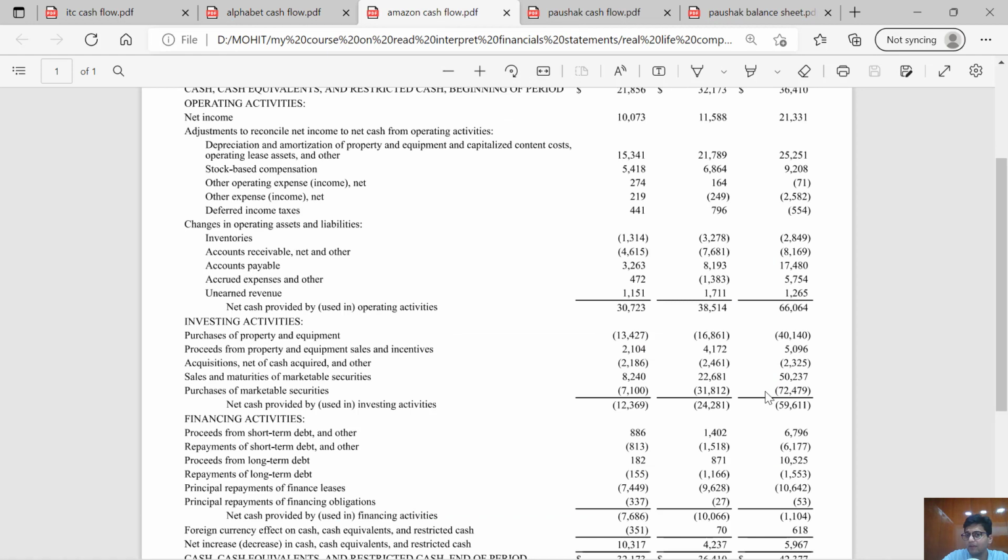The same thing can be said about Amazon. Amazon's depreciation was around $25 billion during the year. And the amount of money put in for the purchase of property and equipment was more than $40 billion. Even after netting the sales, that comes out to be $35 billion. After that, they made additional acquisitions in cash. That is $2.3 billion. That means almost $38 billion has been used for growth of the company, which can be seen in cash flow from investing.